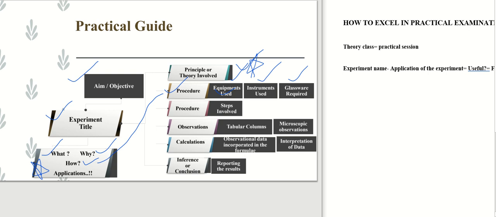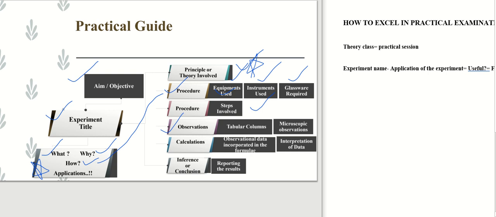And make sure to know the various steps involved. While writing a procedure, we need to write the special equipments used, any special glassware or instruments, and then the steps involved. The most important point in the practical session is making a note of observations.